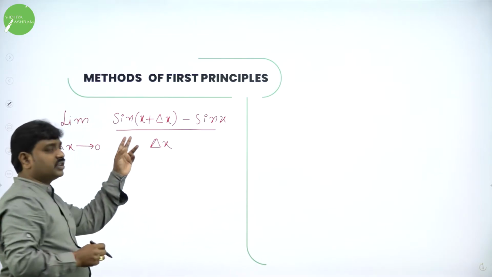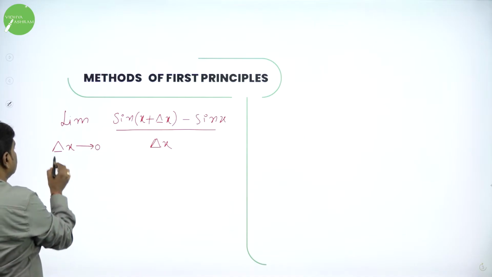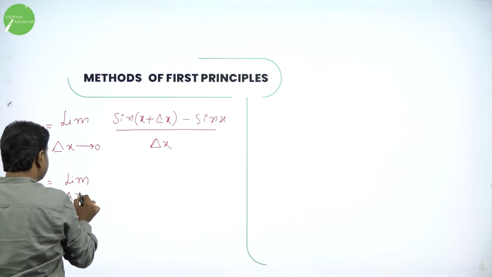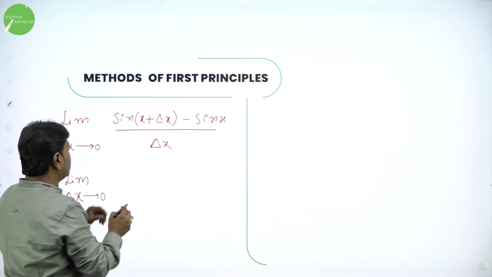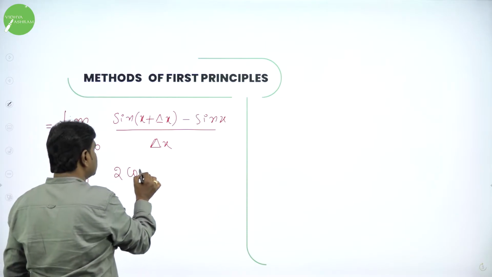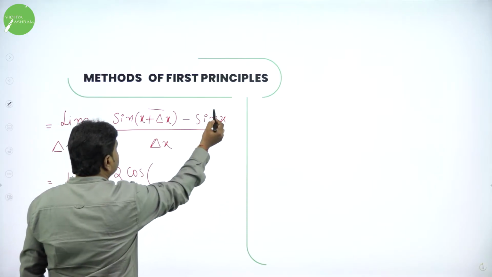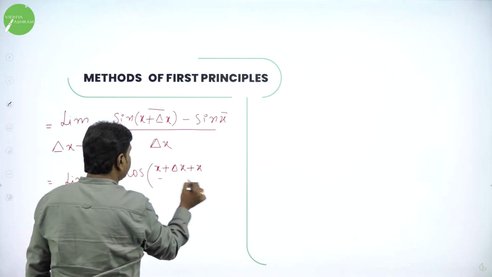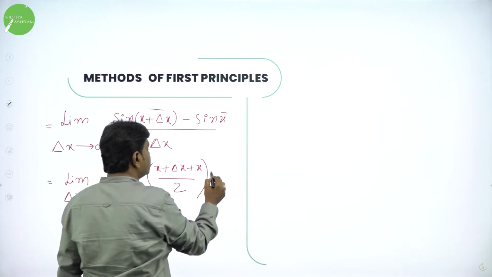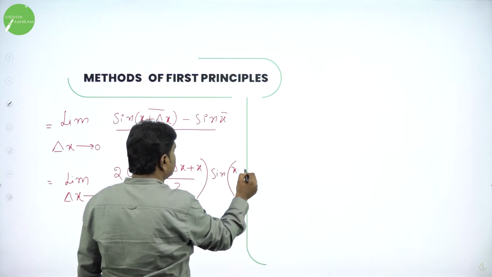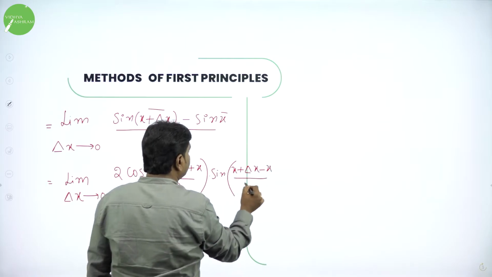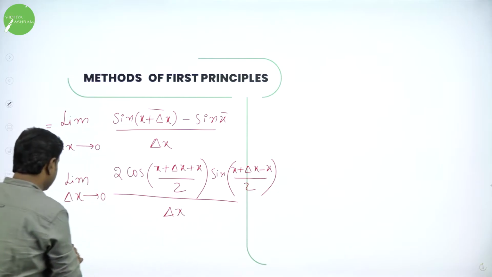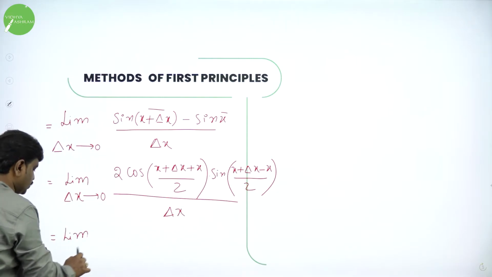Now the numerator, if you see, is in the form sin c minus sin d. So further, that is equal to limit delta x tends to 0 of sin c minus sin d. All of you know sin c minus sin d can be written as 2 cos of (c plus d) by 2, where c means this whole thing, d means this. C plus d by 2 means (x plus delta x plus x) by 2, into sin of (c minus d) by 2, sin of (x plus delta x minus x) by 2, divided by delta x.